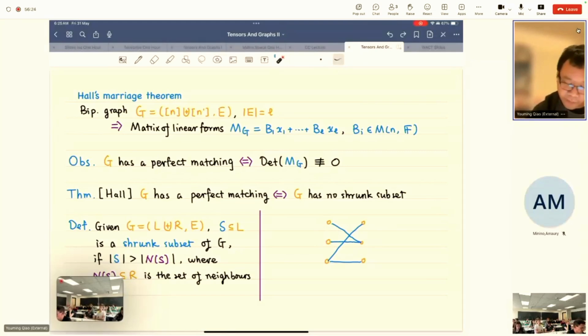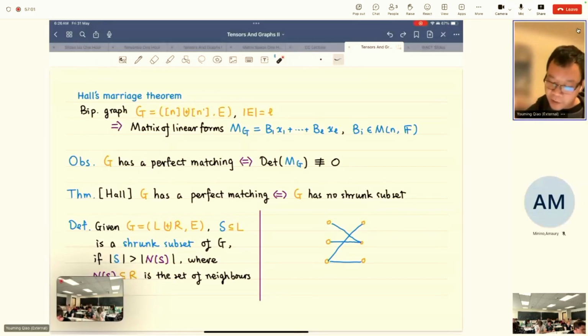So this is a very basic result by Hall, called Hall's marriage theorem, that G has a perfect matching if and only if G has no strong subset. The story for the perfect matching side is that we have seen the correspondence between perfect matching and some property on the tensor side. But for the graph side, you have perfect matching and strong subset. They are like opposite structures in the graph case.